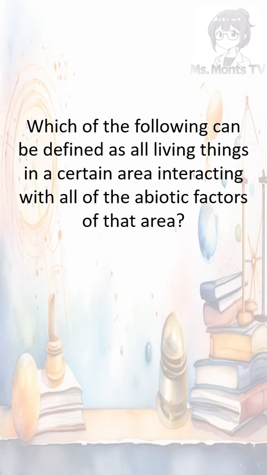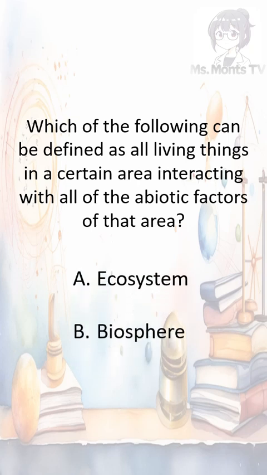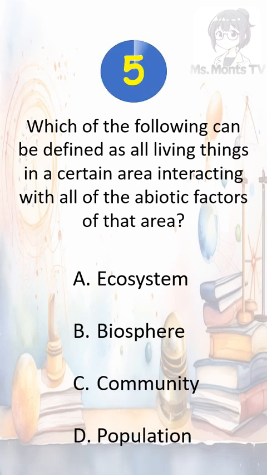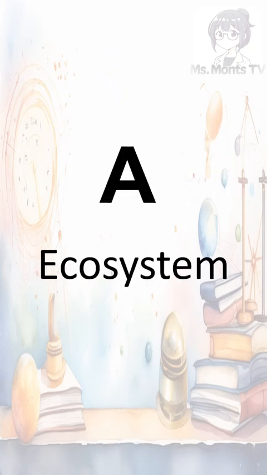Which of the following can be defined as all living things in a certain area interacting with all the abiotic factors of that area? A. Ecosystem, B. Biosphere, C. Community, D. Population. A. Ecosystem.